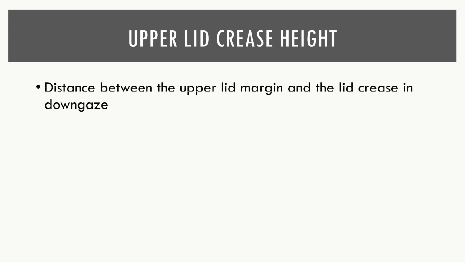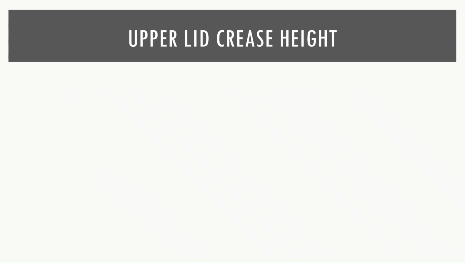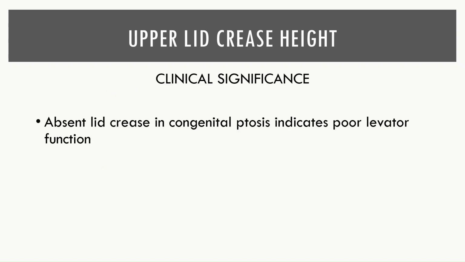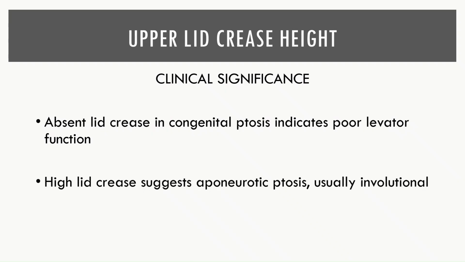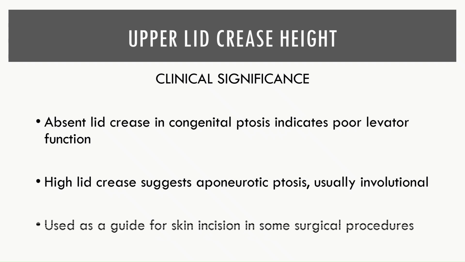Upper lid crease height is the distance between the upper lid margin and the lid crease in down gaze. The normal value in females is about 10 mm and in males about 8 mm. The clinical significance of upper lid crease height is as follows: absent lid crease in congenital ptosis indicates poor levator function. High lid crease suggests aponeurotic ptosis, usually involutional. It is used as a guide for skin incision in some surgical procedures.